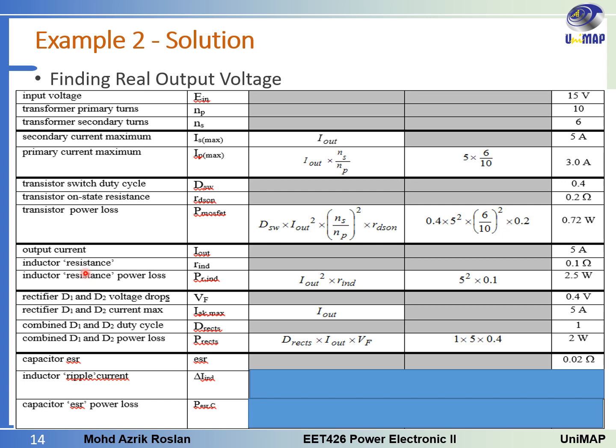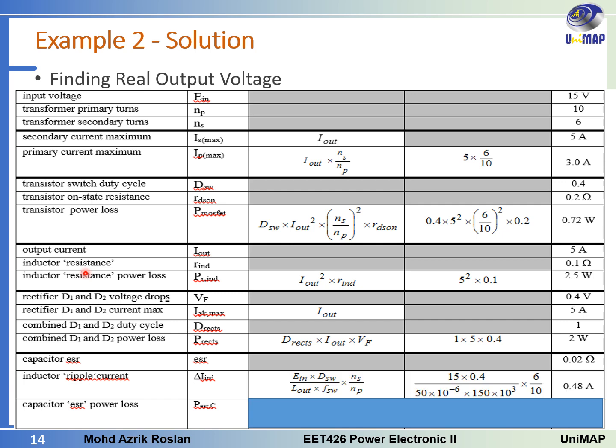Okay, now this is new compared to the first example. We have the capacitor ESR, so this is the equivalent series resistance. So in this you have to find the inductor ripple current. Delta I inductor is equal to E in multiplied by D switch divided by L out multiplied by F switch, and then this one you have to multiply with the NS over NP. Okay, so when you replace all the values here, you get 0.48 ampere.